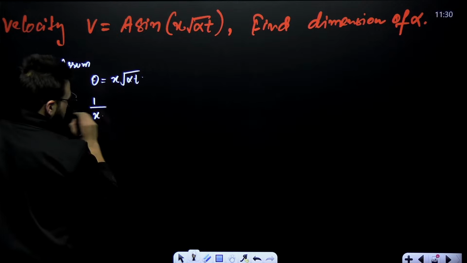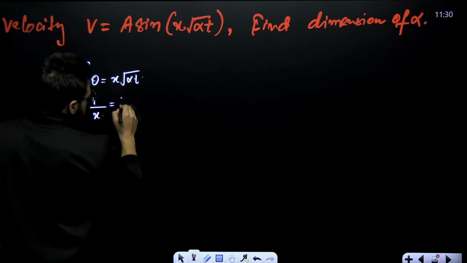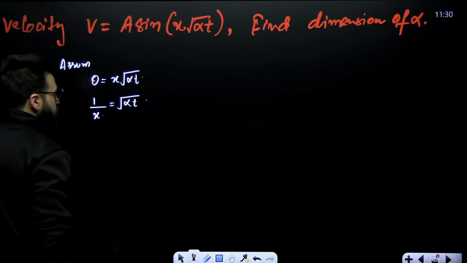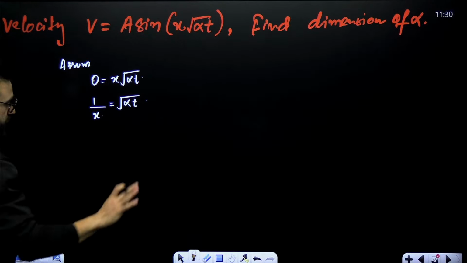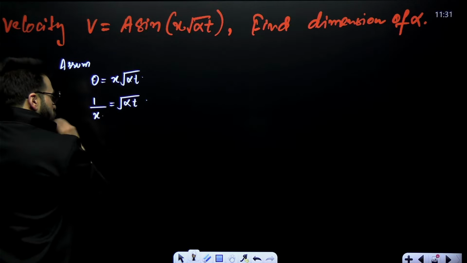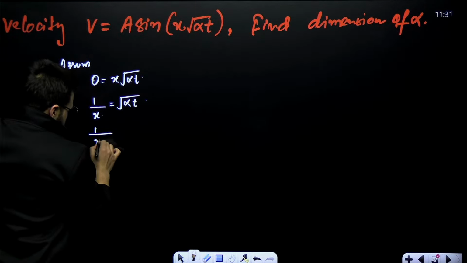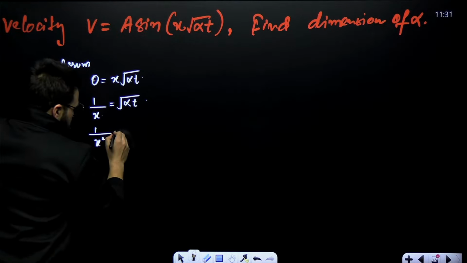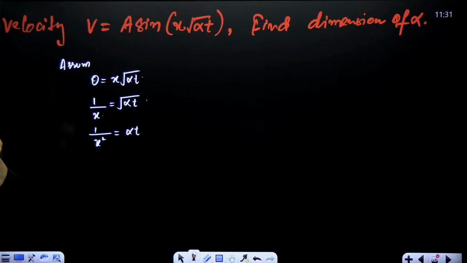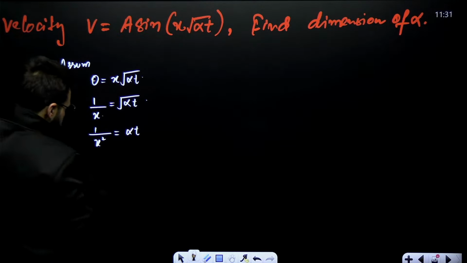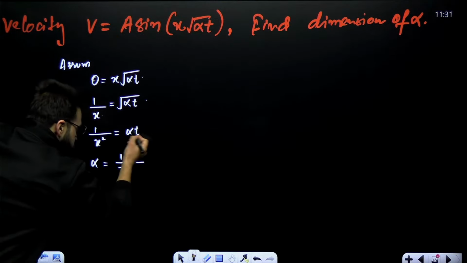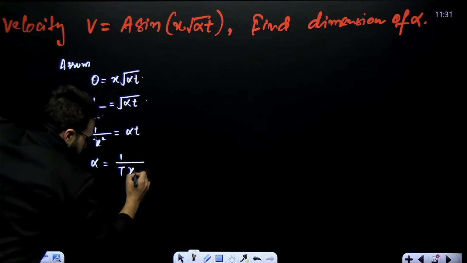This is 1 by x, which is equal to, I can say, under root of alpha t over here. Now tell me guys, in this particular case, if we take this root over here, it will become square. So 1 upon x square in this particular case will be equal to alpha t. Now guys, can I say in this particular case this alpha will be equal to 1 upon t, taking this t in the denominator, so it will be x square.